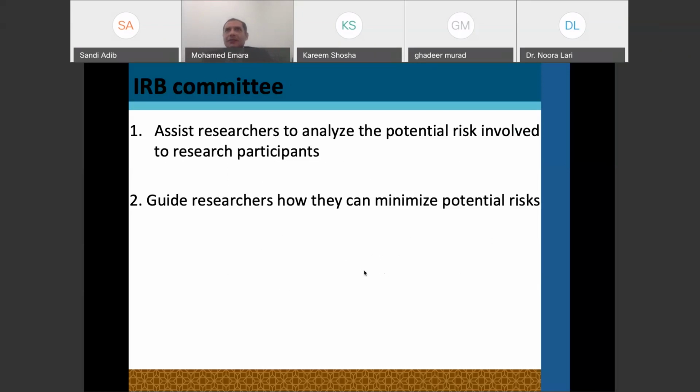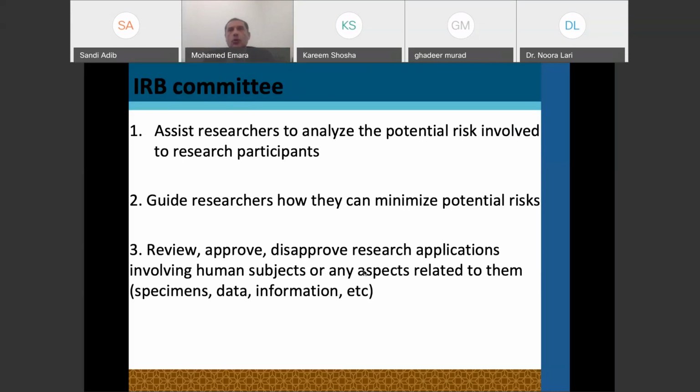We are not really here opposing your research. No, I am helping your research for the benefit of the human subjects and their, again, fairness and protection, and for your research to come out in the best way. So we need to make, again, the balance. So assist the researcher, guide the researchers. So after that, we do the revision, review, approve, disapprove research applications.